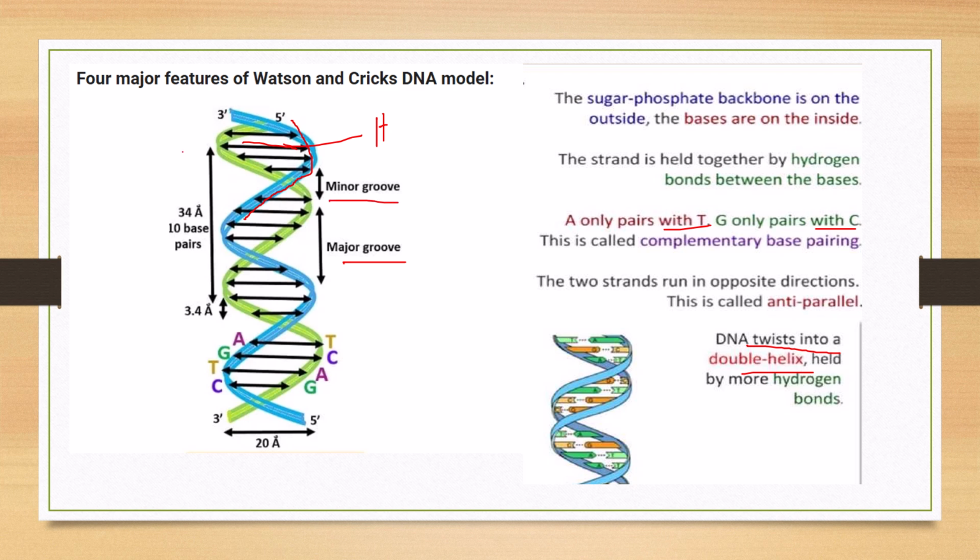So the pitch of the DNA, that is the total distance for one complete turn, is 34 angstrom units, which contains approximately 10 base pairs, and the distance between each base pair is 3.4 angstrom units. And the total diameter of the helix is 20 angstroms.